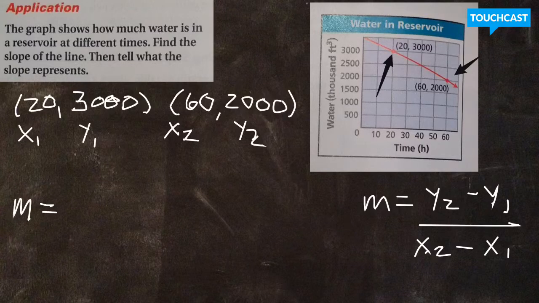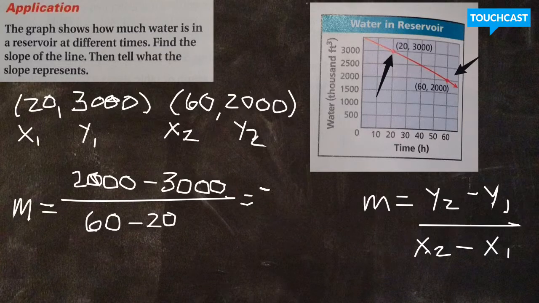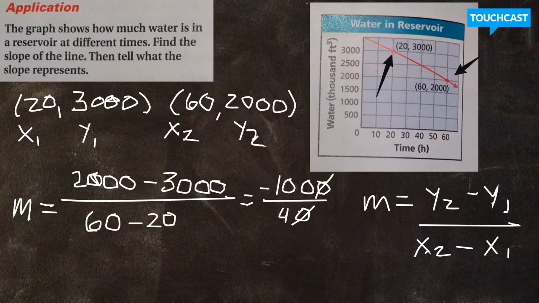M will equal 2,000 take away 3,000 all over 60 minus 20. Well, 2,000 minus 3,000 is negative 1,000. 60 take away 20 is 40. Now we can divide this. We can get rid of a 0 on the top and the bottom. And then negative 100 divided by 4 will give us a slope of negative 25.